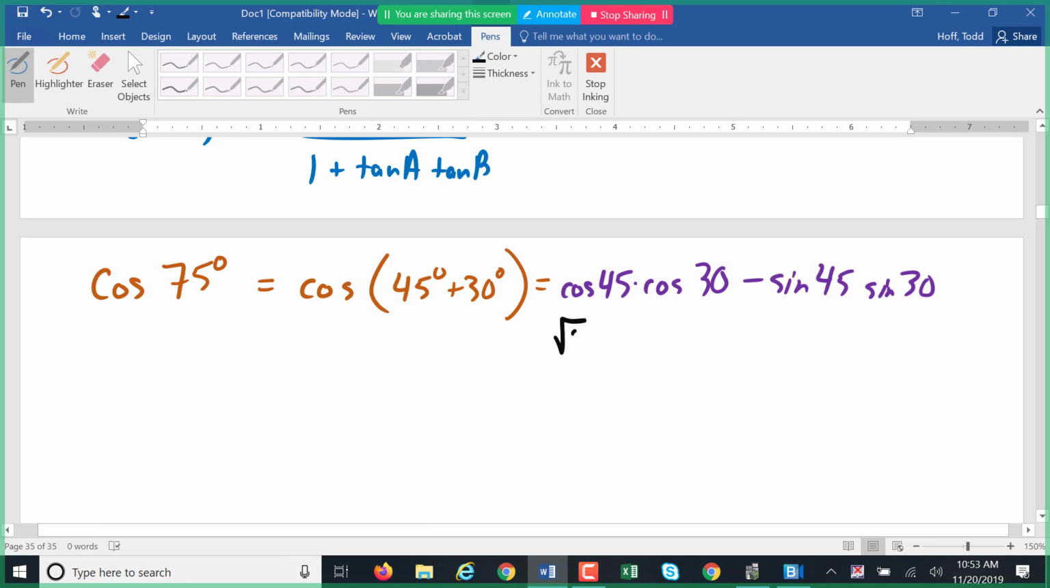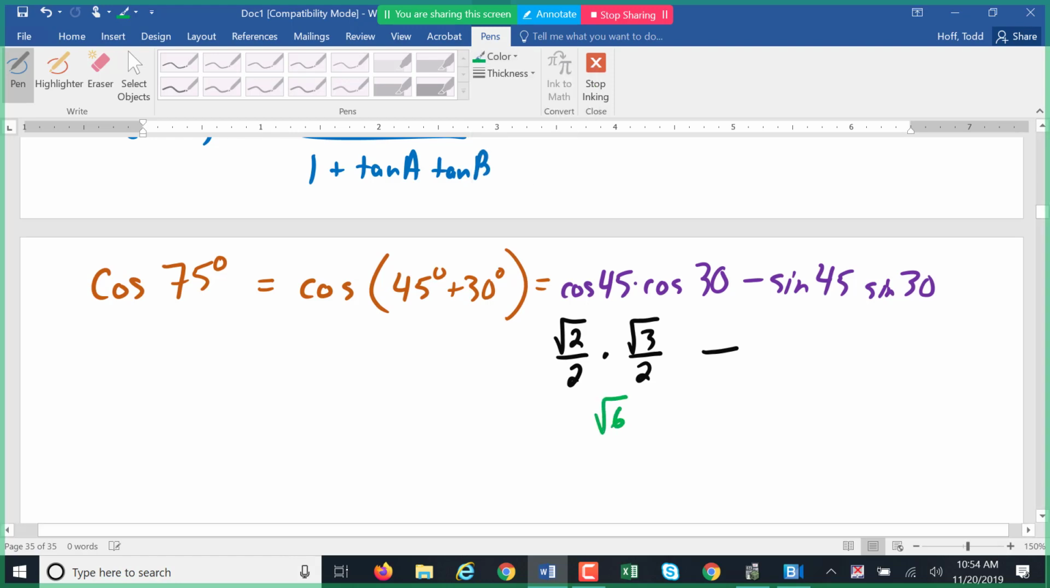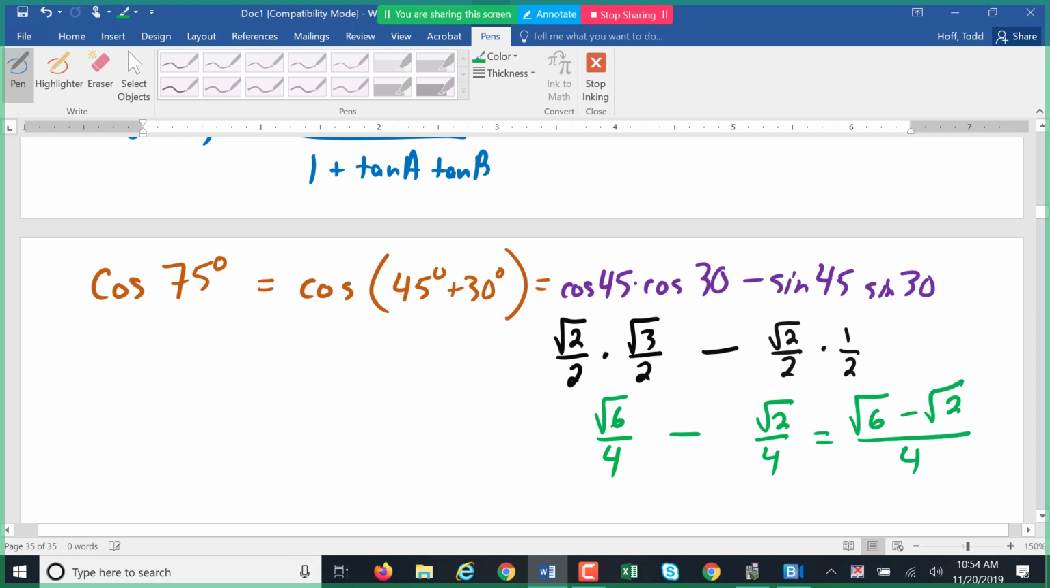I know the cosine of 45 is the square root of 2 over 2. The cosine of 30 is the square root of 3 over 2. I'll combine those right now. That's the square root of 6 over 4. Over here, the sine of 45, well, that's still the square root of 2 over 2. Sine of 30 is 0.5 or 1/2. I'll combine those. That's the square root of 2 over 4. Subtracting, that's the square root of 6 minus the square root of 2 over 4.